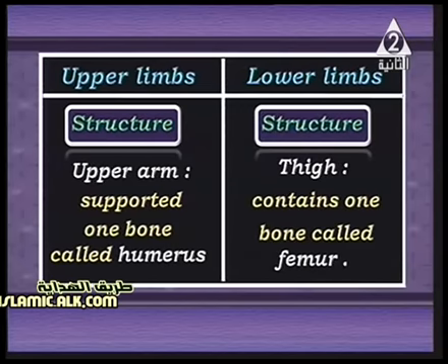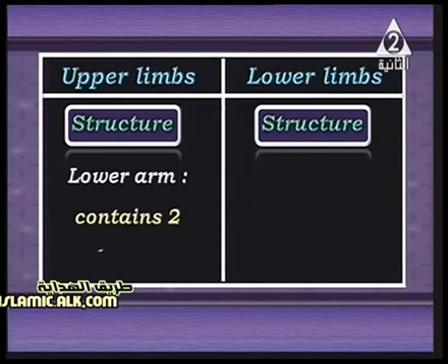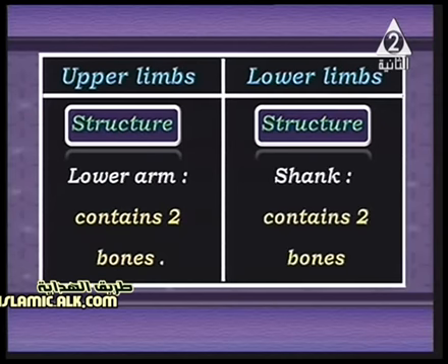Upper arm, it is supported, lower arm supported by 2 bones, okay? While lower limbs, yes, excellent, also 2 bones. Here 2 bones and here 2 bones. I need someone to tell me the 2 names of the lower arm bones and the 2 bones of the lower limb.